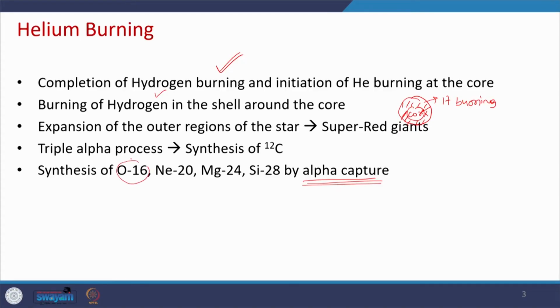Okay. So, because the majority of the star's core is helium, we can always expect alpha capture reactions to take place continuously. But whether all these elements are formed in reality? No. The formation of the elements stops with oxygen 16 only. It will not go further. There is a beautiful physics reason behind it that we will discuss.